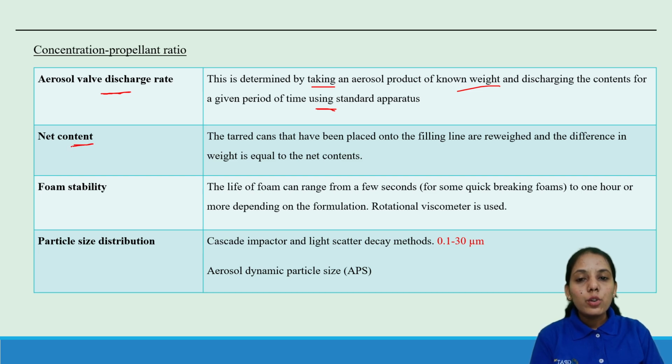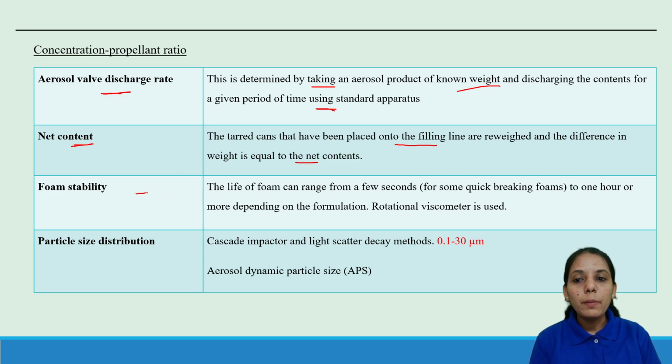Net content. The tared cans that have been placed onto the filling line are reweighed, and the difference in the weight is equal to the net weight. Empty cans, you will tare the weight and take the weight of your can. So you will come to know the net weight. What we have seen previously for the capsule is also the same. Net weight means the actual weight inside the container. So the tared cans you will weigh, and then afterwards this can. The difference will give you the net weight.